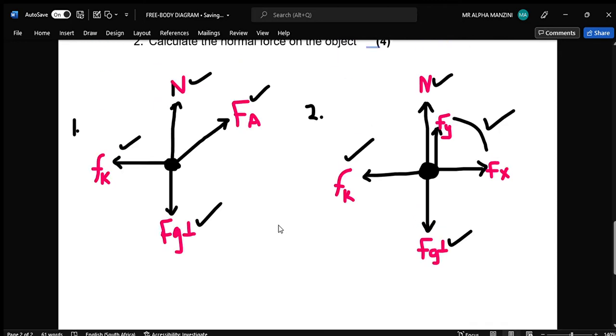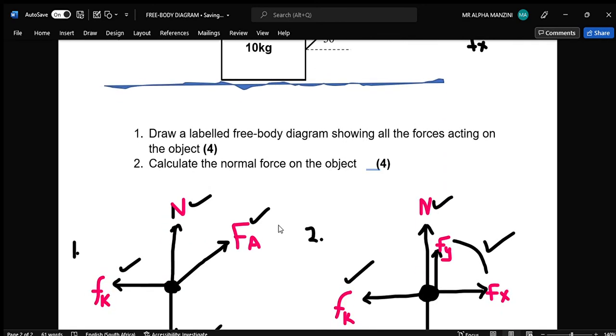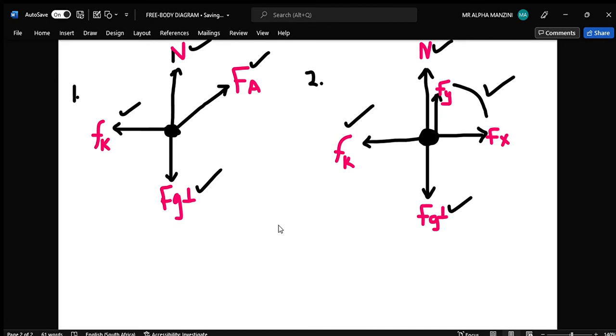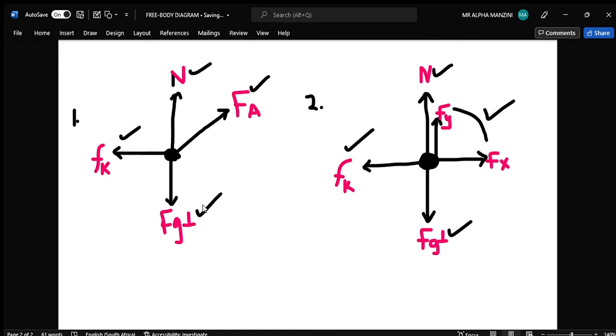So let's say question 2 says calculate the normal force on the object. So remember, a free body diagram helps you on how to calculate. So that's free body diagram number 1. This free body diagram is not gonna help you on your calculations. Never. But let's look at free body diagram number 2. It clearly shows which forces are going this way, which forces are going this way.